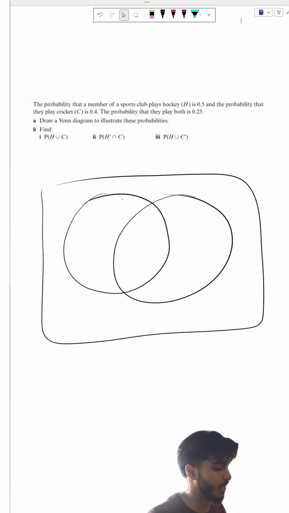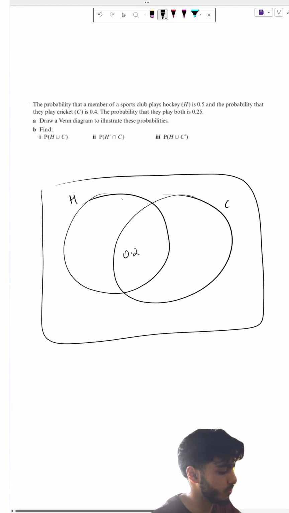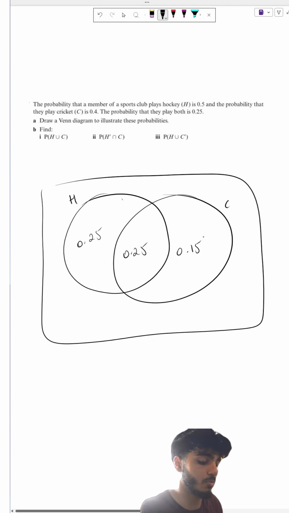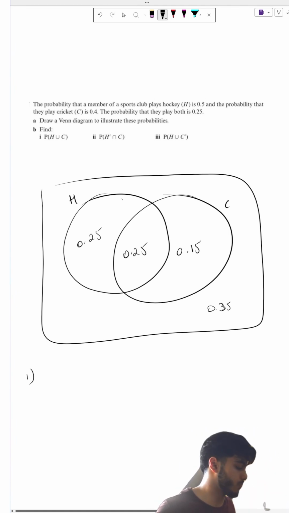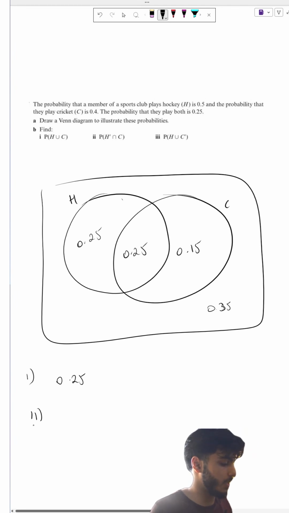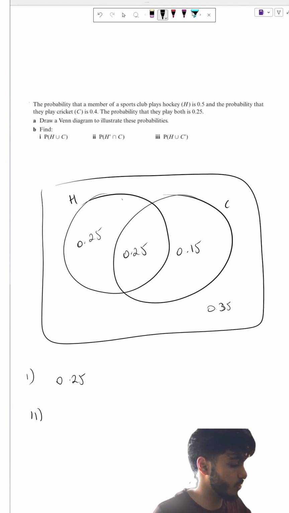Okay, so what we have is hockey, that's 0.5, cricket is 0.4, and the probability that they play both is 0.25. Hockey, we're going to subtract from 0.25, that gives us 0.25. Cricket is 0.4, we're going to subtract again, that gives us 0.15. And I'm going to double check, do we have any probability on the outside? We do. Going to subtract from 1, that gives me 0.35 on the outside. And then I can work the notations out. H and C in the middle, 0.25. I don't want H, but I do want C.